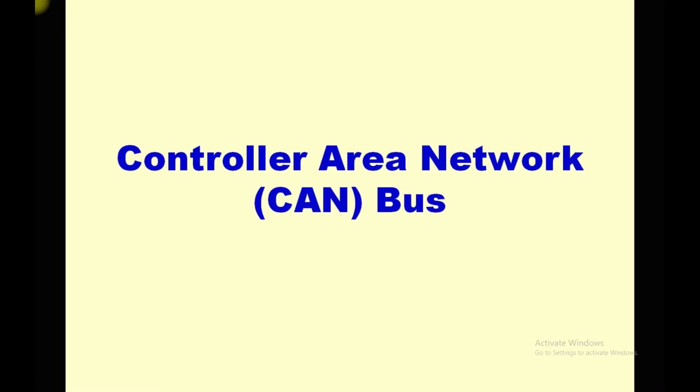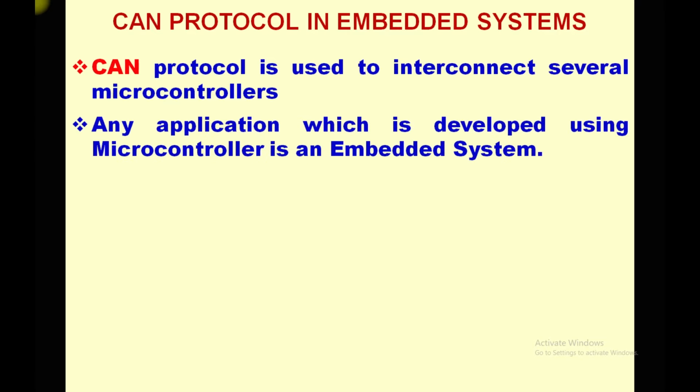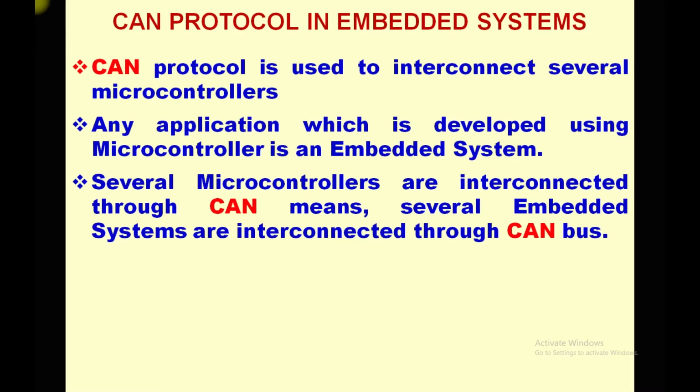Network of microcontrollers means each microcontroller is developing an application, and that application is called an embedded system. So it is a network of embedded systems. CAN protocol in embedded systems is used to interconnect several microcontrollers. Any application developed using a microcontroller is an embedded system. Several microcontrollers interconnected through CAN means several embedded systems are interconnected through the CAN bus.